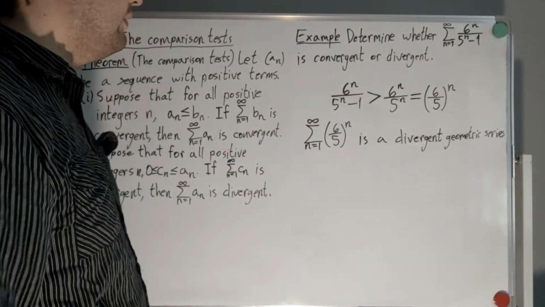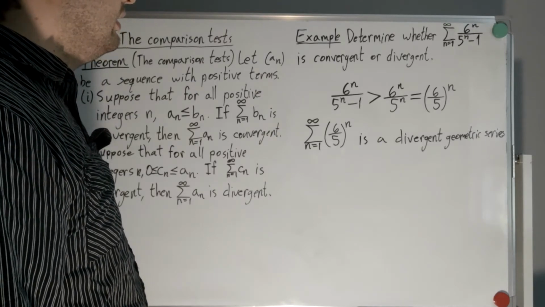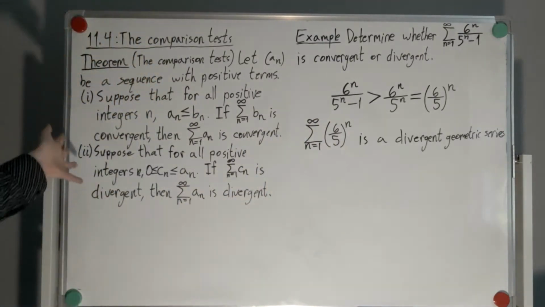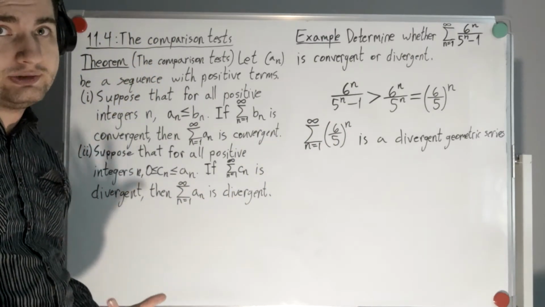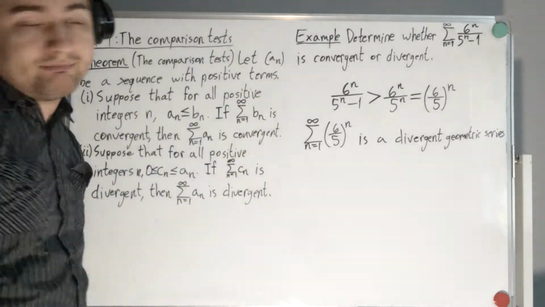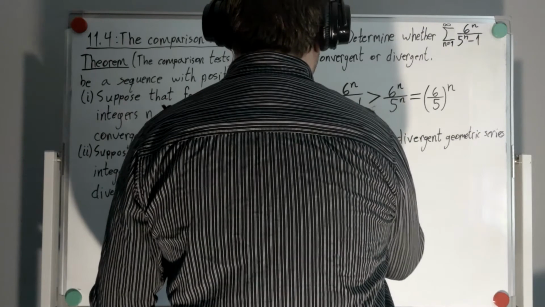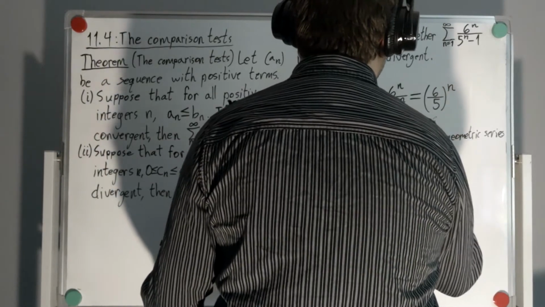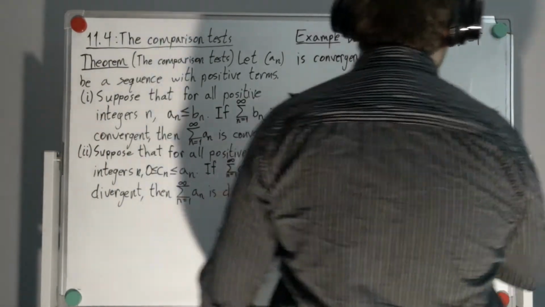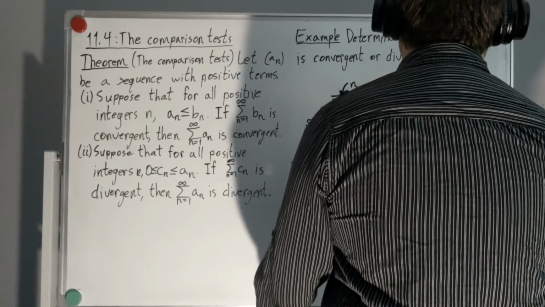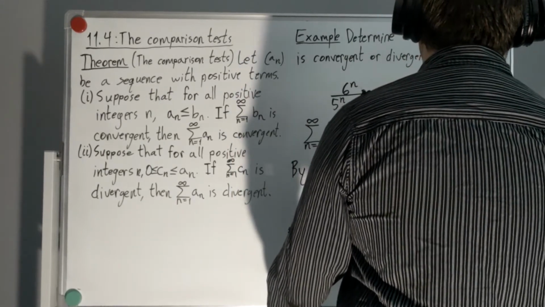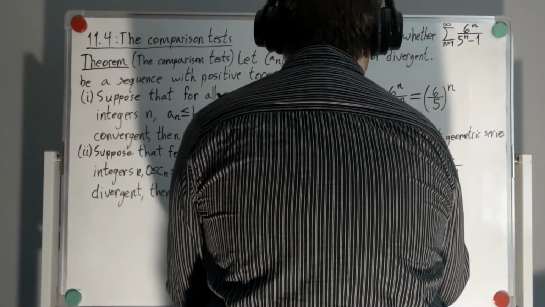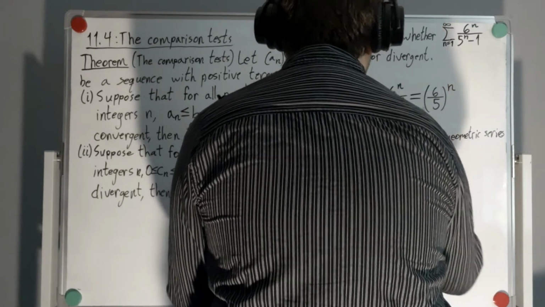Okay. And since it's a divergent geometric series, and it has smaller terms than the series we're dealing with, then again, part 2 of our comparison test theorem says that the series we're studying is divergent. So again, by the comparison test, the sum from n equals 1 to infinity of 6 to the n divided by 5 to the n minus 1 is divergent. And that is that.